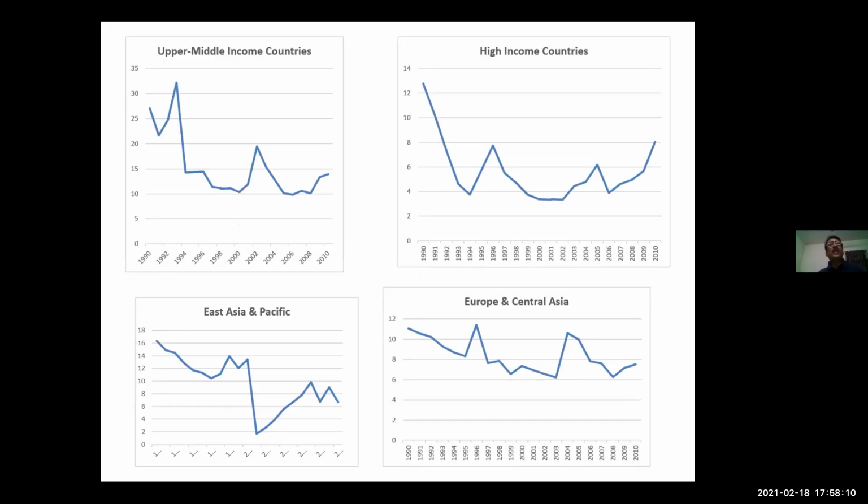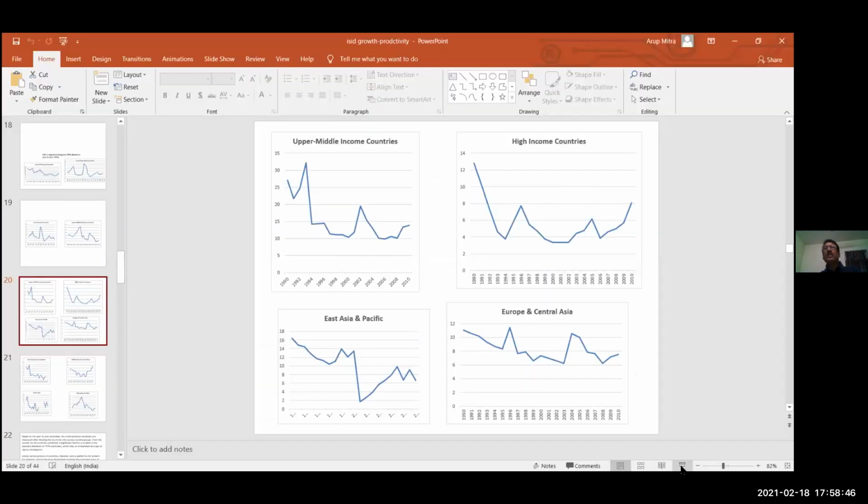In the upper middle income countries, again, you can see that there is almost a U-shaped curve. If you just ignore this hump, then otherwise you can say that there is a U-shaped relationship, and convergence seems to have taken place. Then this is your high-income countries. In the high-income countries, there was a sharp decline, and it remained quite stable. And then again, the divergence is taking place. In East Asia and Pacific, a very different pattern. There was a decline, but thereafter it has increased. Only in Europe and Central Asia, again, you can see that there is a mild declining trend. So divergence is declining, rather convergence is happening.